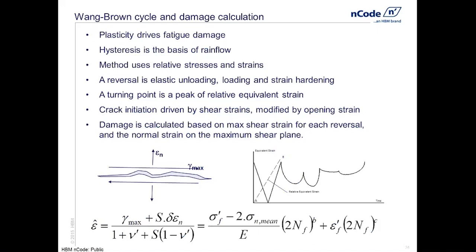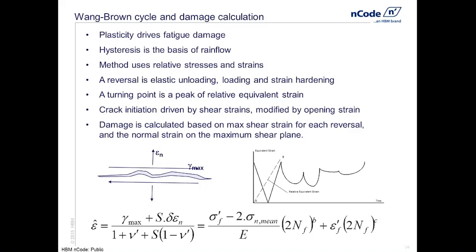However, the Miller-Brown method was for proportional loadings only. So it doesn't work for non-proportional loadings. And what Wang-Brown have done was to develop an extended model to apply to non-proportional loadings. And they've done this by introducing a multi-axial rainflow cycle counting procedure. They've also added a mean stress correction, which is similar to Morrow, but based on the mean normal stress on the critical plane.